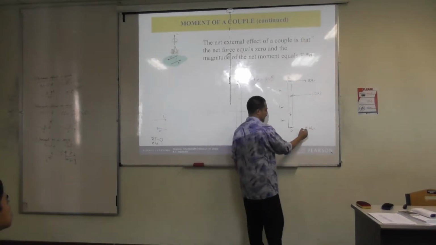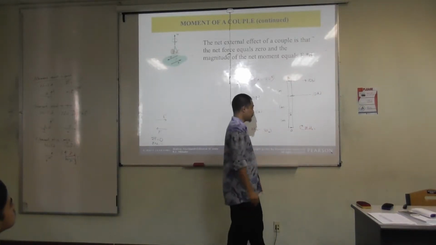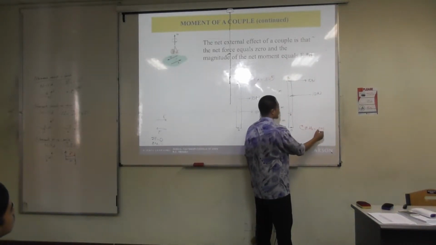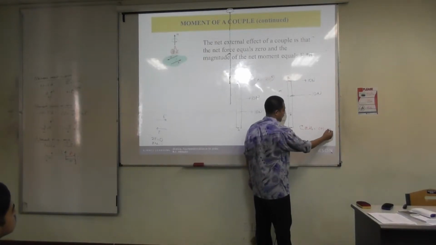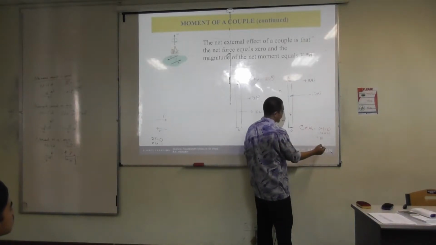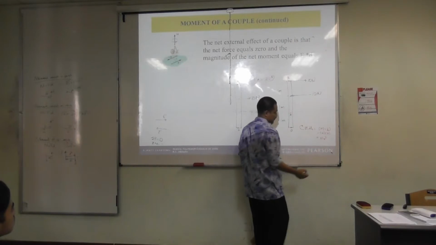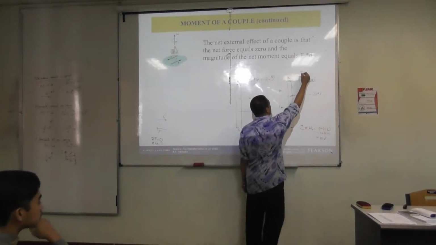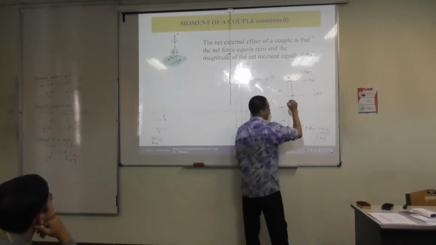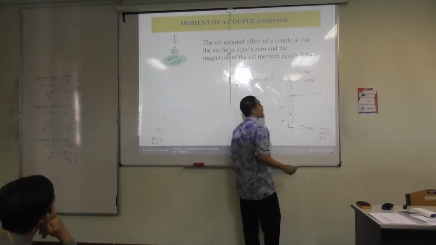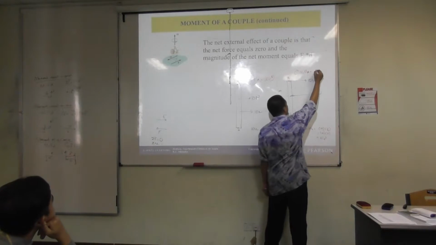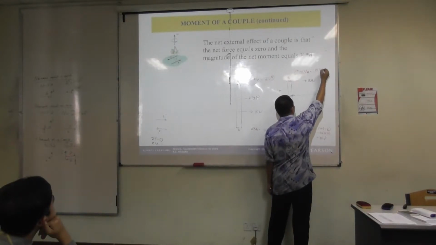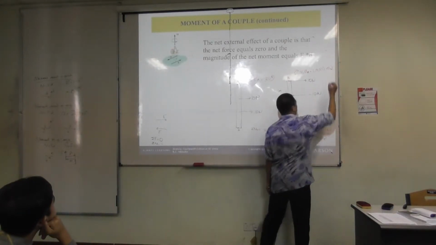Let's say we take clockwise as positive. 10 times 3 minus 10 times 2. You get 10, is it? Clockwise. Right? What about the summation of moment about point A, if you take clockwise? 10 clockwise. Basically you get 10 times 1 equal to 10 clockwise, right?